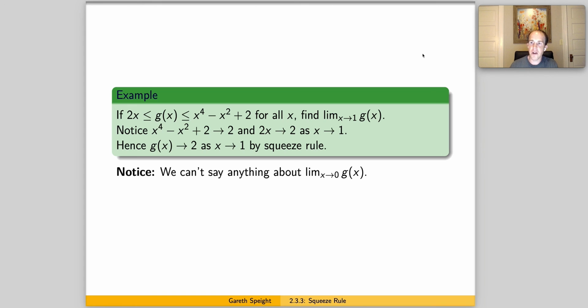Okay, so in general, the squeeze rule, to apply it, you're starting with some function you want to find the limit of. Typically, it's quite complicated. Try to find a smaller function and a larger function, which have the same limit at the point you're interested in. That will tell you that the function that you have that's trapped in the middle will have that limit as well.